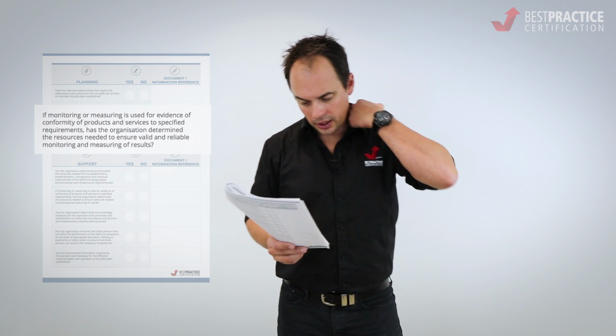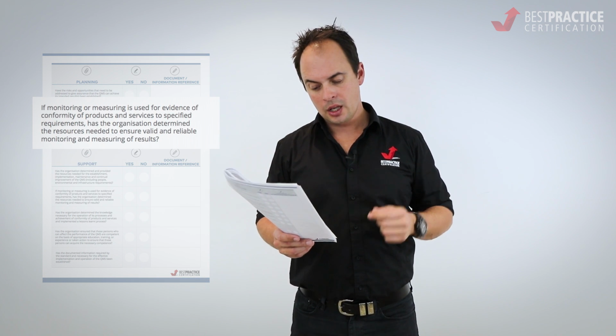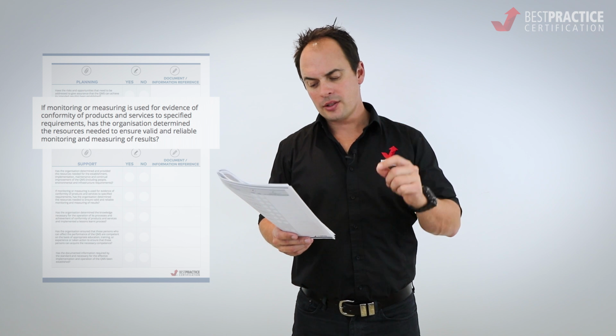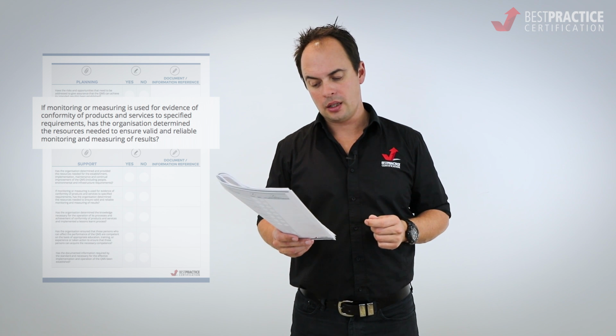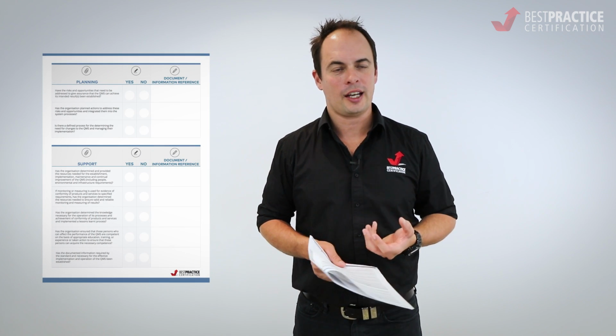If monitoring and measuring is used for evidence of conformity of products and services to specified requirements, has the organisation determined the resources needed to ensure valid, reliable monitoring and measurement results? Now, if you're using a set of scales in your kitchen to cook your amazing chocolate cake and the weight of the ingredients is really critical, how do you know that your scales are correct so that you get all the ratios right? If you're in a factory, if you're manufacturing or doing a service or you've got software, how do you know the readouts, the information you're being given is correct?